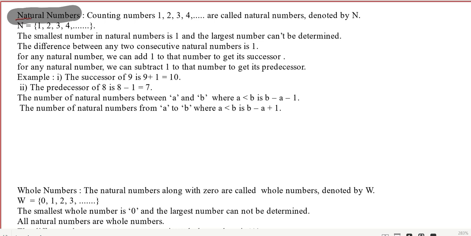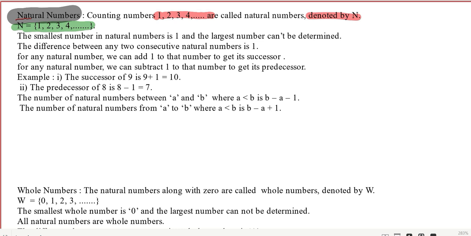The collection of natural numbers is denoted by capital N. Which numbers are we using to count? We are using 1, 2, 3, 4, and so on, known as the counting numbers. Capital N is equal to 1, 2, 3, and so on. How many natural numbers do we have? We have infinitely many natural numbers.